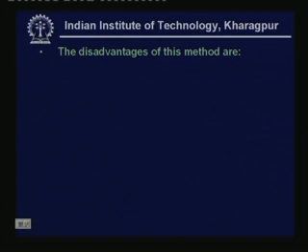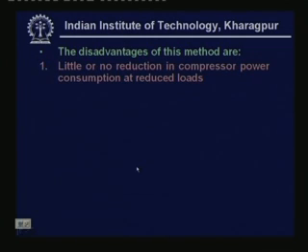As I said, this is an effective method for controlling the capacity, but obviously this method has certain disadvantages. What are the disadvantages of this method? First disadvantage is there is little or no reduction in compressor power consumption at reduced loads. This is one important thing which you have to keep in mind. That means what is the performance of the system at part load conditions. Ideally we would like to maintain the same COP under all load conditions. Whatever is the COP at design condition should also be the COP at part load conditions.